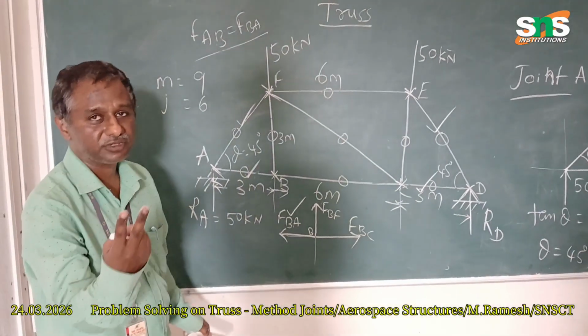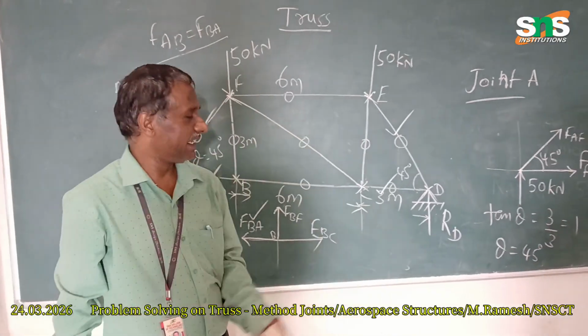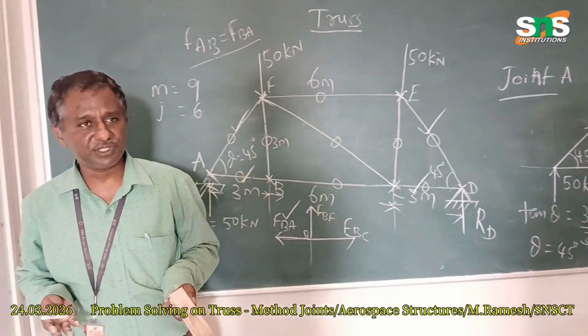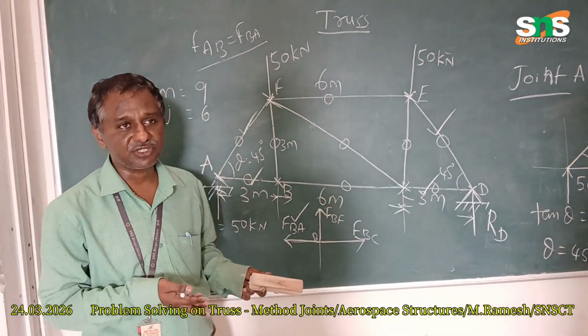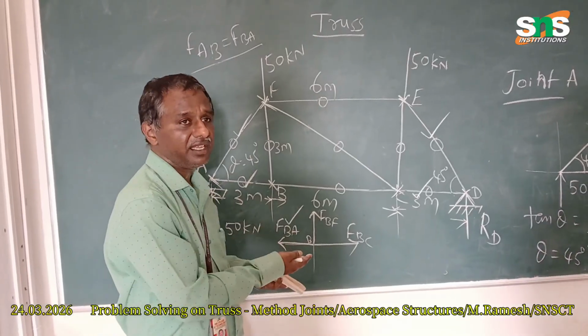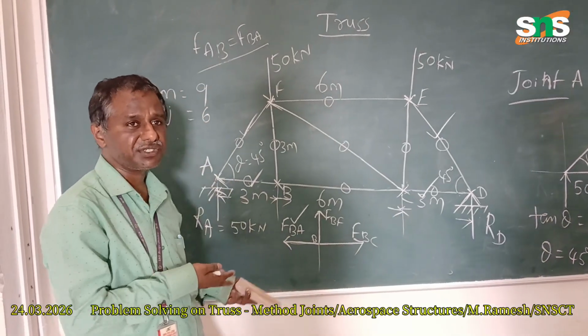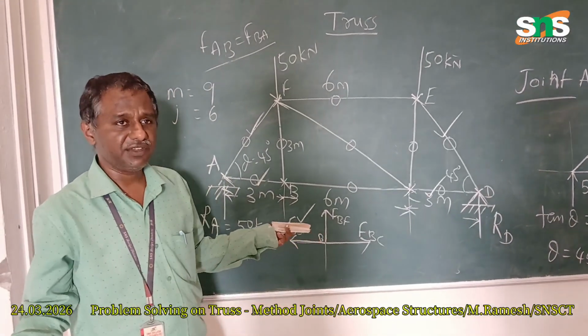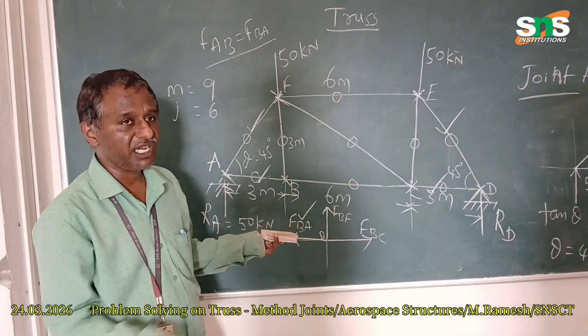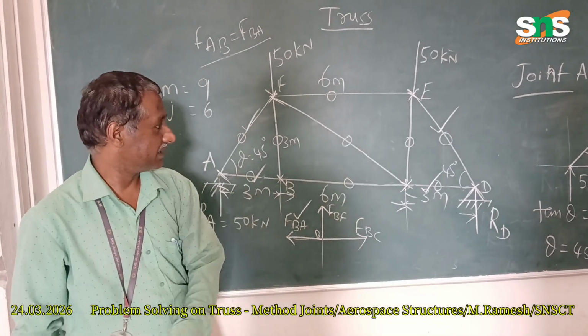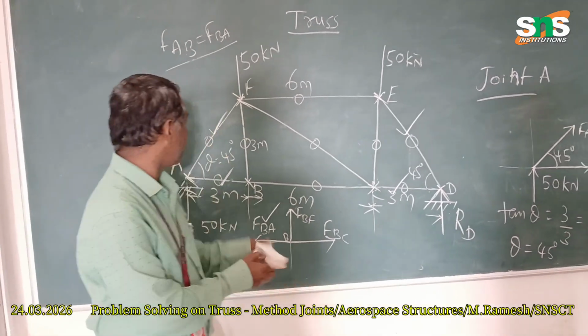That leaves only two unknowns. So you can use the sum of all vertical forces equal to 0 and the sum of all horizontal forces equal to 0. Like that you can apply. We get two equations and two unknowns, so you can definitely find a solution. So accordingly, just find all the values.